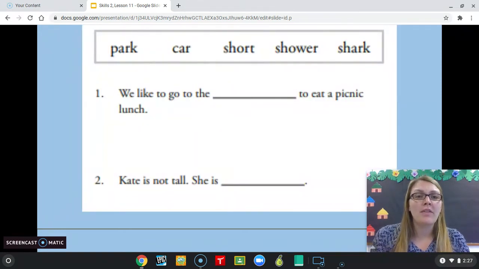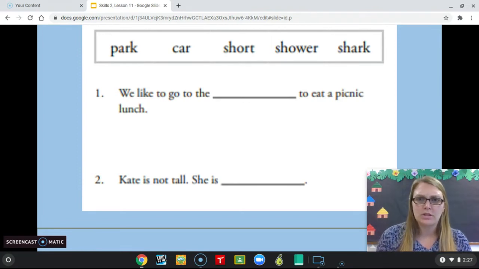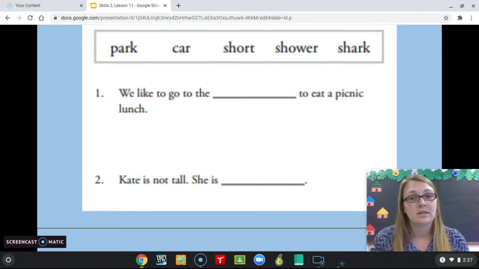Okay. On this sheet, there are 5 words at the top of the screen, and we're going to use them to fill in the blanks of the sentences below. So the words are park, car, short, shower, and shark. Notice that they either have the AR or the OR sounds. Number 1, we like to go to the blank to eat a picnic lunch. Park, car, short, shower, or shark.